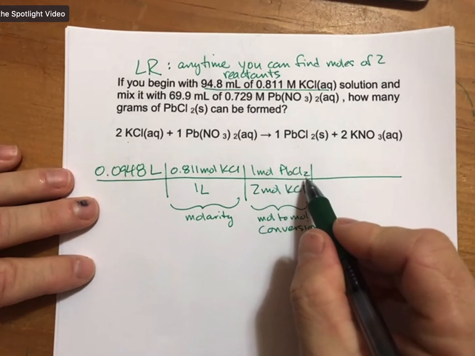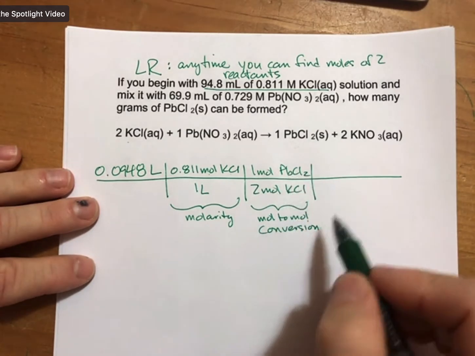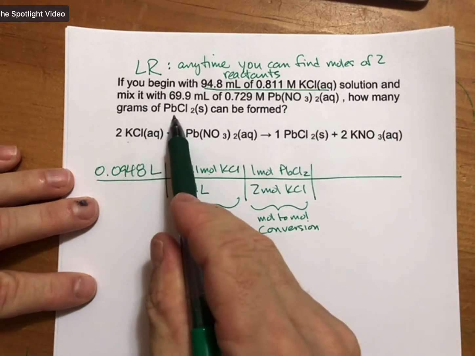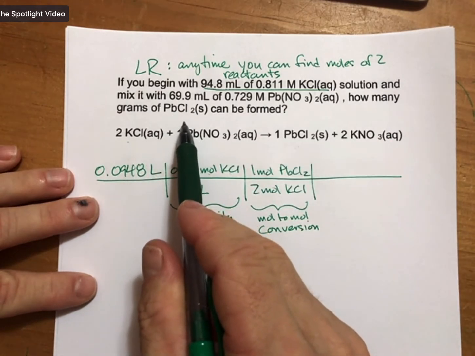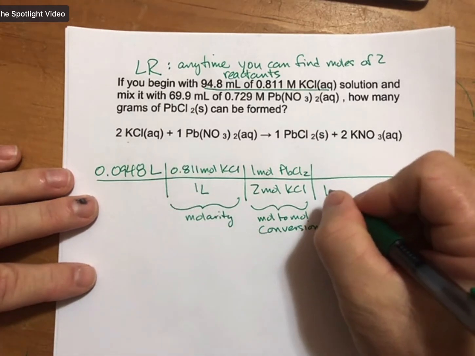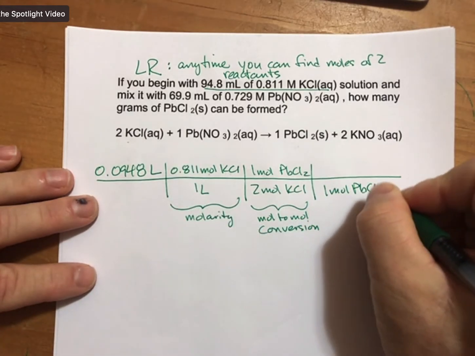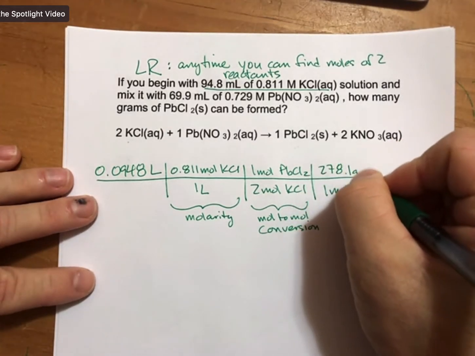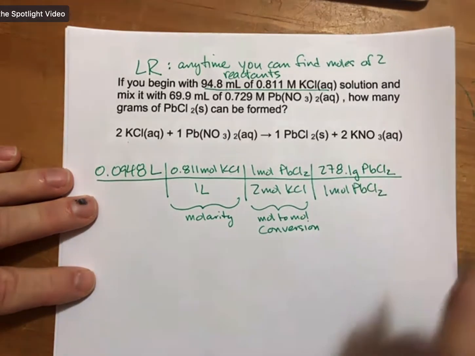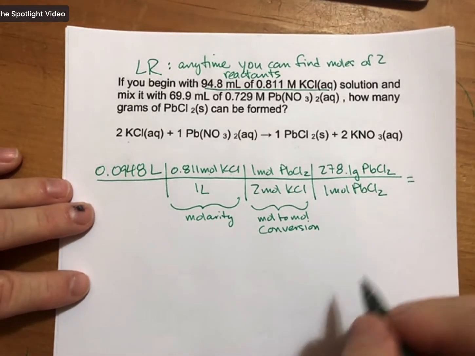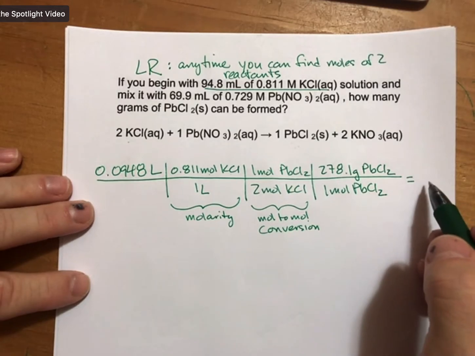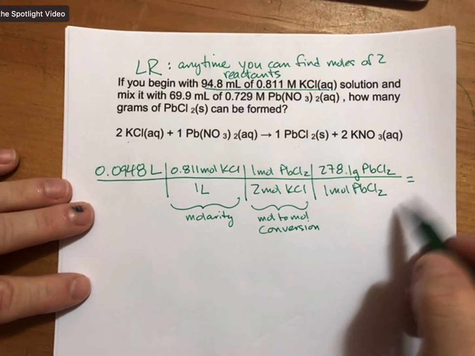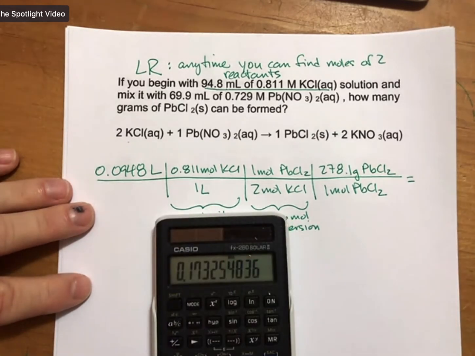Now I have moles of lead 2 chloride, and I want grams of lead 2 chloride. So I need the molar mass. I look it up on my periodic table. I find out that 1 mole of PbCl2 is 278.1 grams. And I don't know if I have enough space to actually write the number over there, but I'm ready to set up my equal sign and write it.